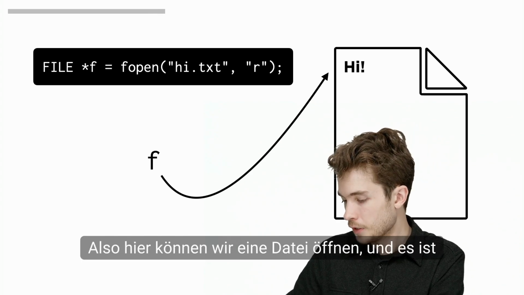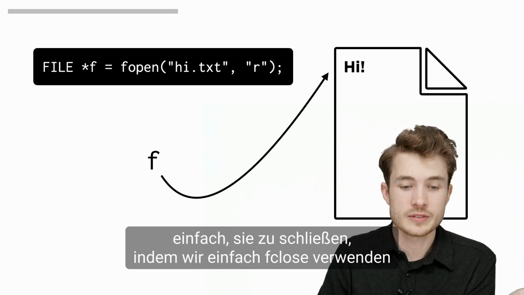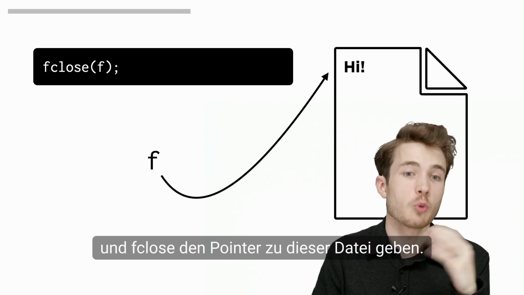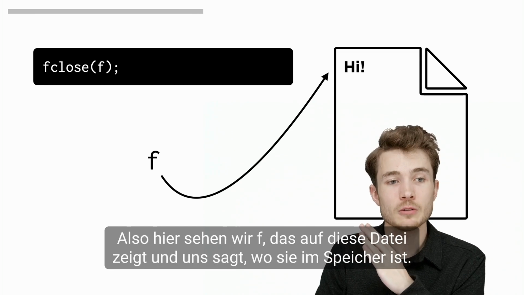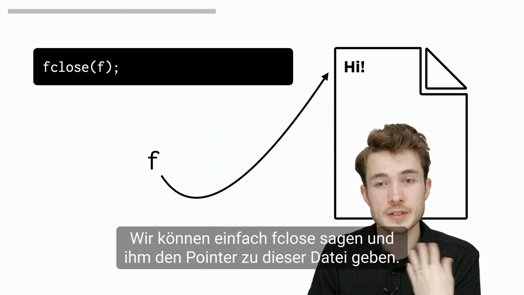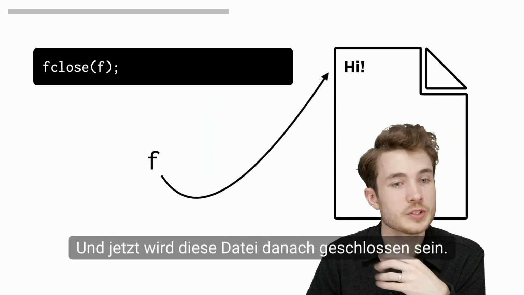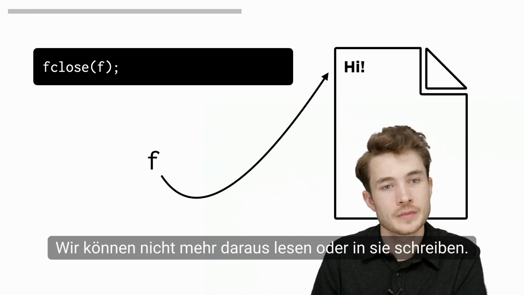Okay, so here we're able to open up a file, and it's easy to close it simply using fclose, and then giving fclose the pointer to that file. So here we see f pointing to this file, telling us where it is in memory. We can simply say fclose and give it the pointer to that file, and now that file will afterwards be closed. We can no longer read or write from it.